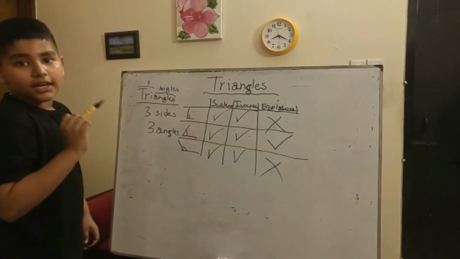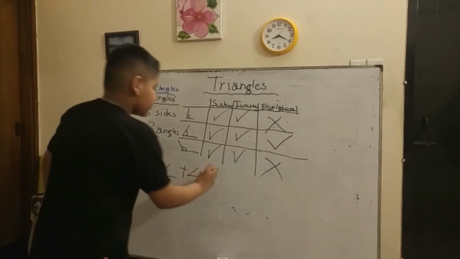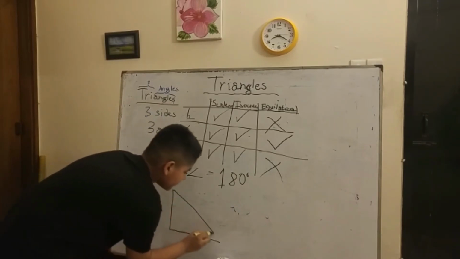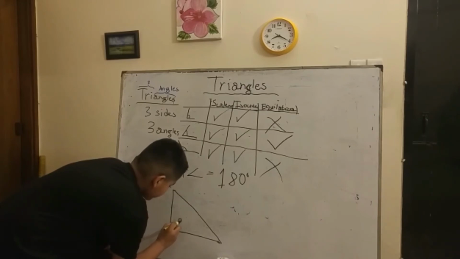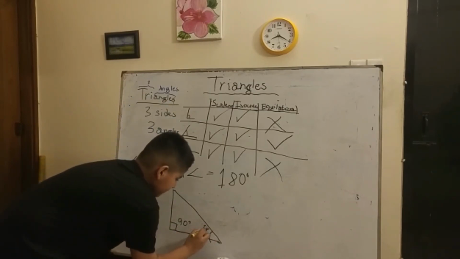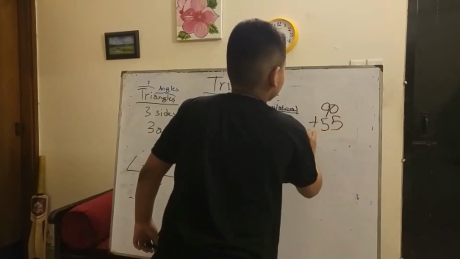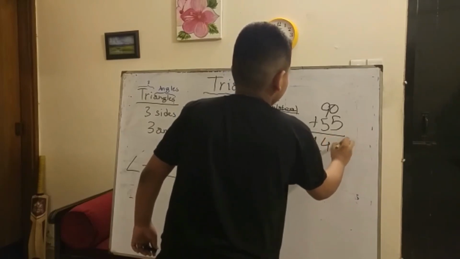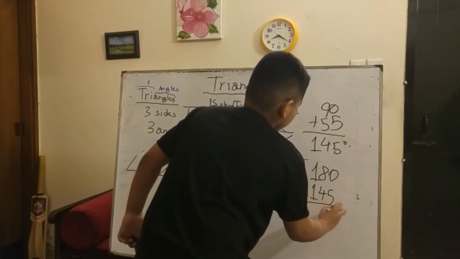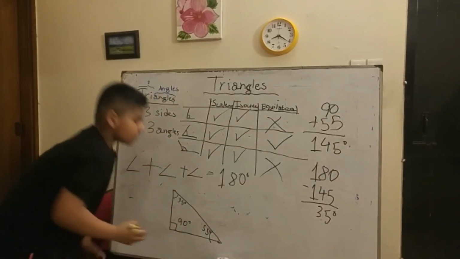Another thing, all the angles add up to 180 degrees. So let's say, I'm finishing this very quickly. Let's say there's a right triangle with 90 degrees. Let's assume this is 55 degrees. You can take 90 plus 55 will equal 145 degrees. 180 degrees minus 145 degrees equals 35 degrees. So this part will be 35 degrees. So that's all there is to it.